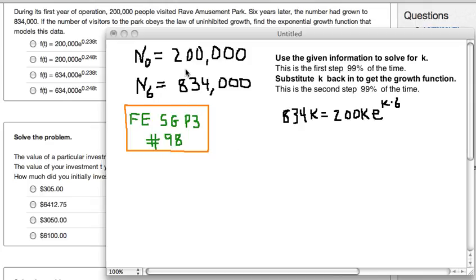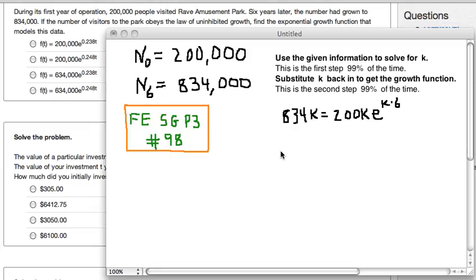And we start with 200,000 people, and then 6 years later, that number of people has grown to 834,000. And it's asking you to set up an equation, set up a function to determine in how many years, what the population or how many people would visit the amusement park in later years. So this is kind of a little bit different way of asking the same question. Usually you hear something like, if this number of people visited in the 6th year, how many people would visit in the 10th year or the 11th or whatever.